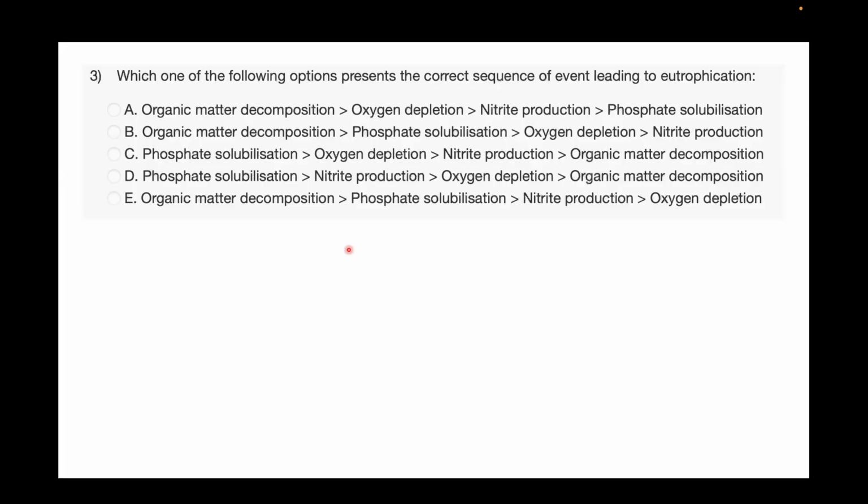Okay, I think that is enough time for this question. Question number 3. Which one of the following options presents the correct sequence of events leading to eutrophication? Let us check the answers posted in the chat box. Tuhin has answered option D. Let us check what is the correct answer to this question.